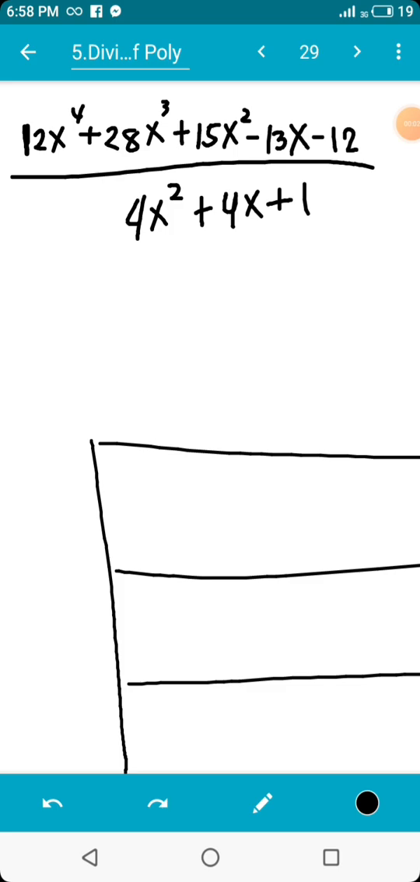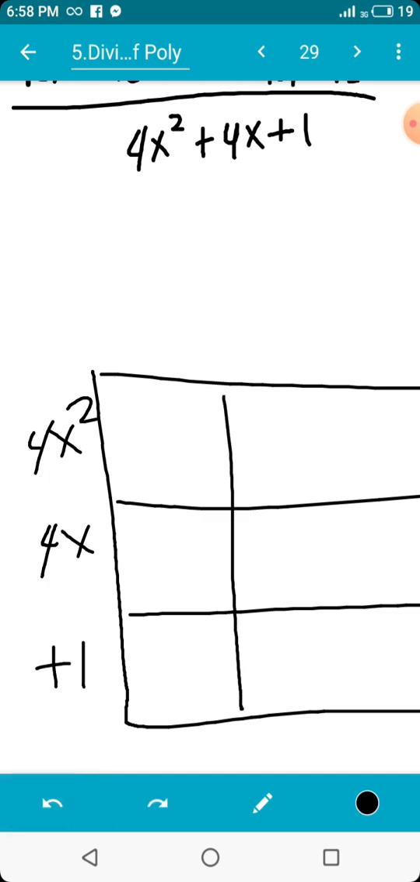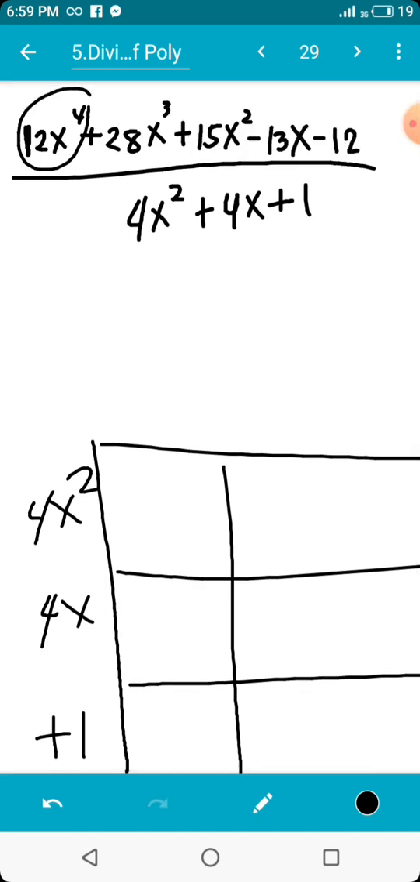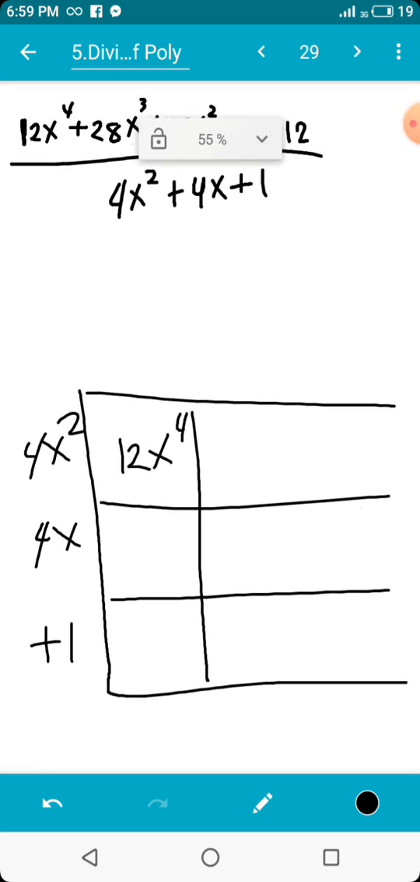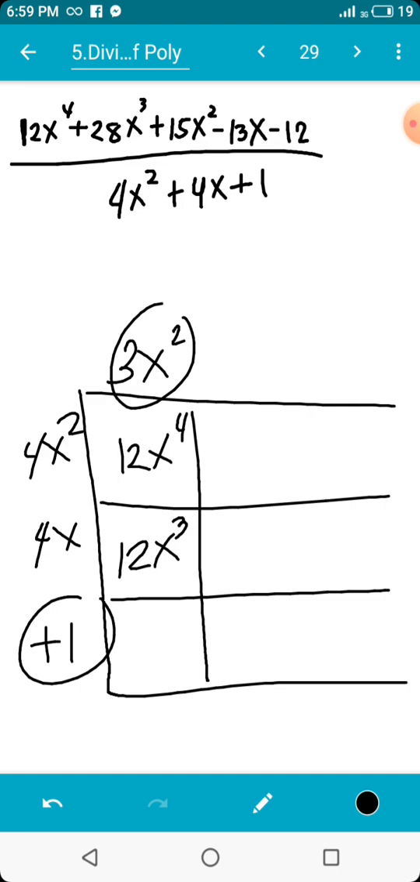Okay, so kunin naman natin yung quotient nito gamit yung box method. Okay? So, ilagay natin yung ating divisor dito sa gilid. So, we have 4x squared, positive 4x, and positive 1. Okay? So, una, yung box natin dito, yun yung unang term natin sa polynomial. So, we have 12x raised to 4. Okay? So, i-divide natin sila. So, we'll get 3x squared. Okay? So, dapat pag multiply mo to, ito yung product. So, times natin to at saka to, and then we'll get 12x cubed. And then ito at saka to, we'll get 3x squared.